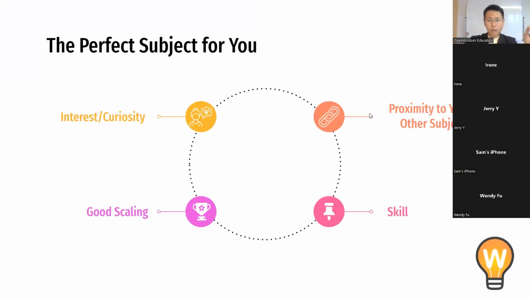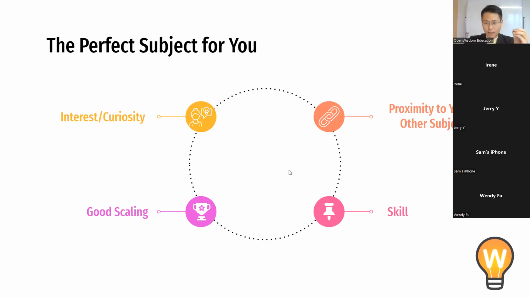So quickly, we'll start with a very simple slide that summarizes the essence of today's seminar. And then we'll break these slides down into its components throughout the next hour. So what is the perfect subject for you for year 11? Now, to condense all the ideas into one slide, we would say that the perfect subject is made up of 4 parts. The first part is your interest and curiosity. The second part is whether it's good scaling or not. The third component, your level of skill in this subject. And lastly, this subject's proximity to other subjects.